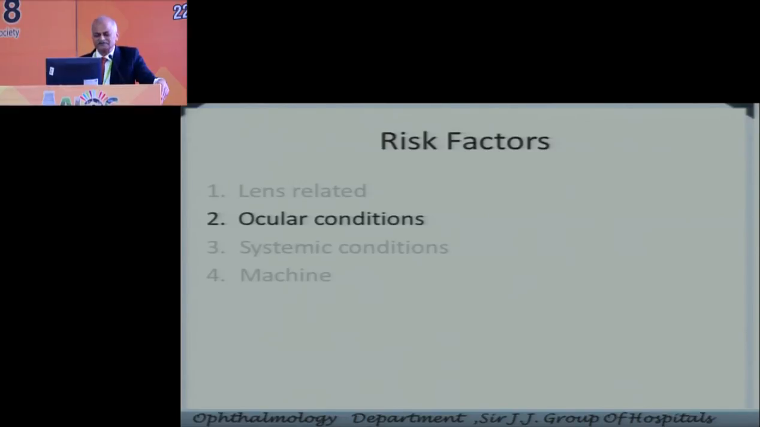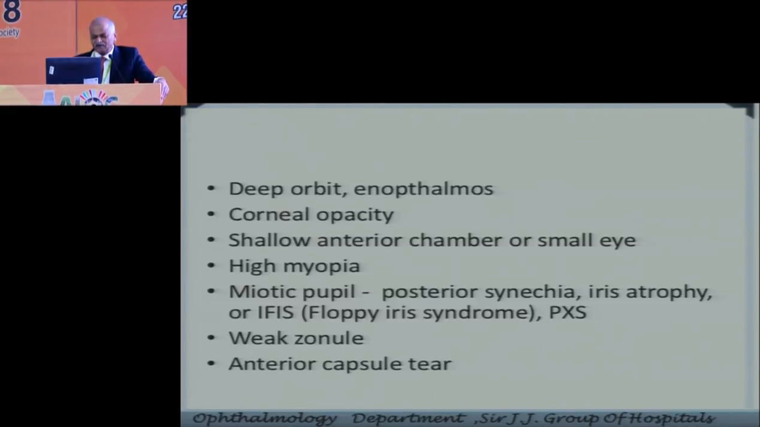The risk factors which are ocular conditions. Now in that: deep orbit, enophthalmos, corneal opacity, shallow anterior chamber, or small eye, high myopia, miotic pupil, posterior synechia, iris atrophy, or floppy iris syndrome, or PXS, weak zonules, or anterior capsular tear.